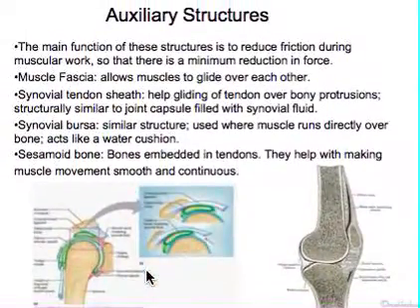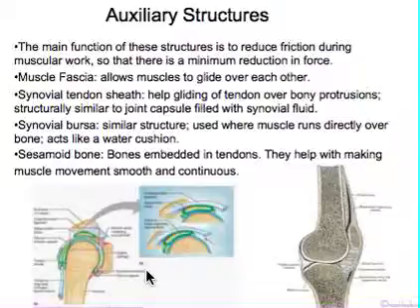And lastly, but not leastly, we have auxiliary structures. These are mostly used to reduce friction when the muscle does its work. That way we have a lot less friction in the force. We have minimum reduction in the force because friction will slow everything down. And plus it heats everything up, so we get inflammation, and that wouldn't work out. So we have different ones.